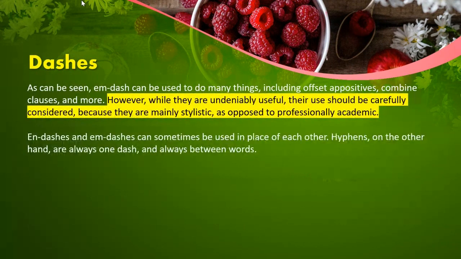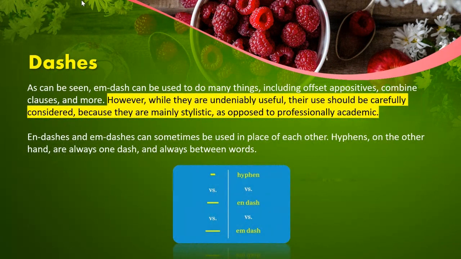As we've seen so far, em dashes can serve a variety of purposes. Em dashes can offset appositives, combine clauses, and more. However, while they are useful, their use should be carefully considered because they are mainly stylistic as opposed to professionally academic. En dashes and em dashes can sometimes be used in place of each other.